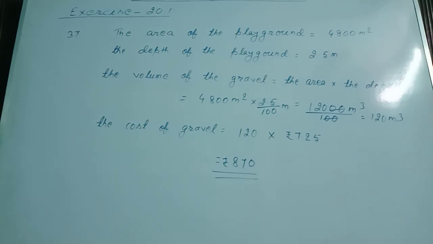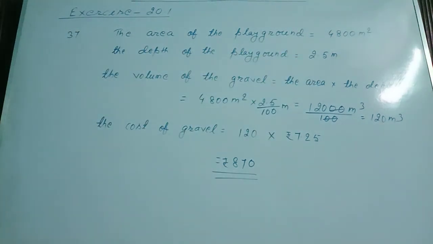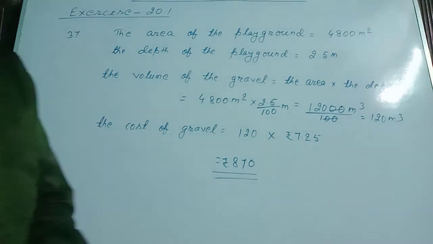Question number 37. The area of a playground is 4,800 meters square. Find the cost of covering it with gravel 2.5 centimeter deep if the gravel costs rupees 7.25 per meter cube. So the area of the playground is given, 4,800 meters square. The depth is also given, that is 2.5, and that is in centimeter, not in meter.